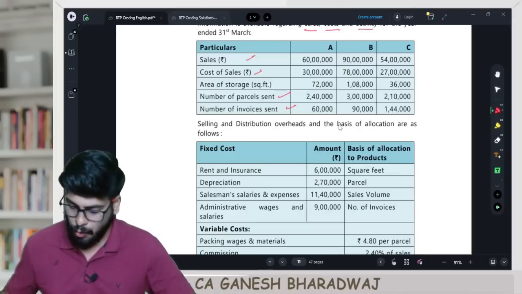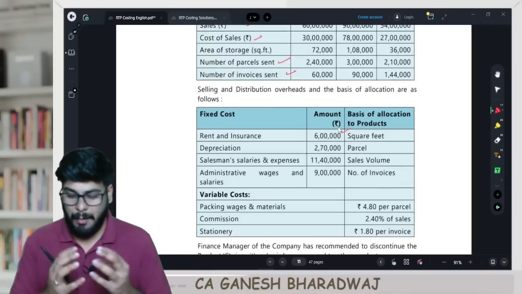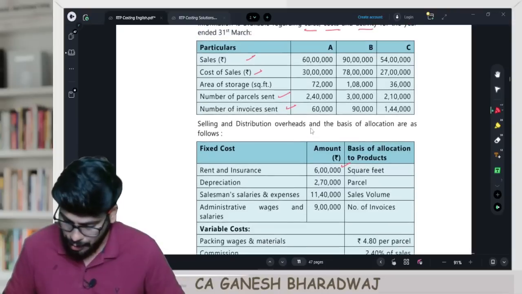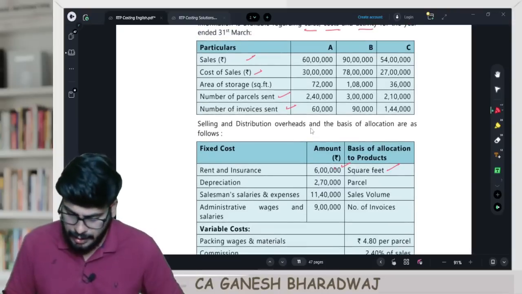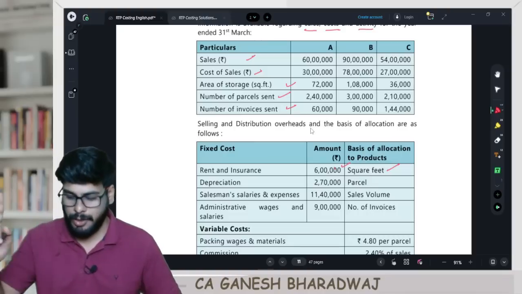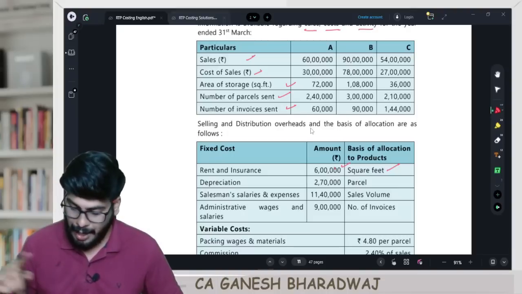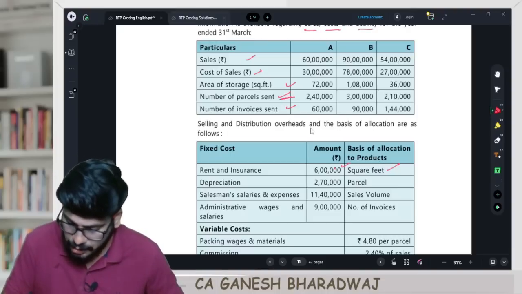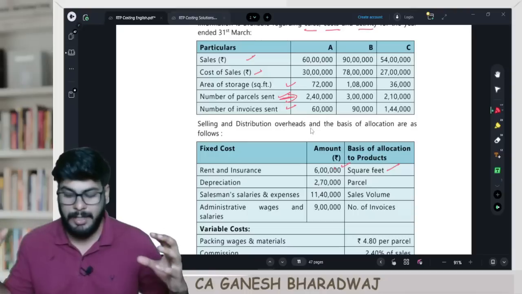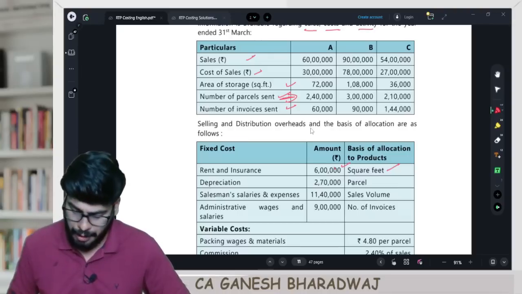Selling and distribution overheads and the basis of allocation are as follows. Rent and insurance, 6 lakh rupees, and the manner of apportioning it between the products is going to be on the base of square feet, which means 6 lakh should be apportioned between the products in the proportion of 72,000 is to 1,08,000 is to 36,000. Fairly simple. Next, depreciation, 2,70,000. This has to be allocated to the products on the basis of parcels. So here we have the product-wise number of parcels. That should be the manner of apportioning this particular depreciation.